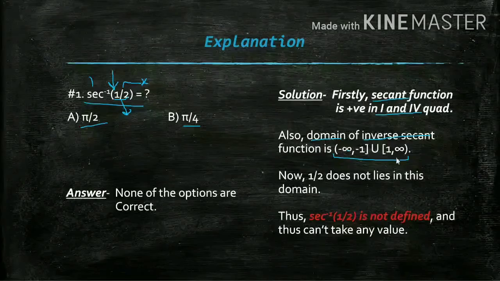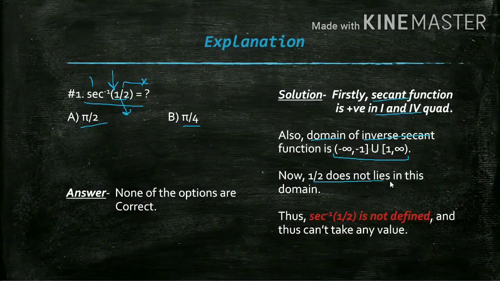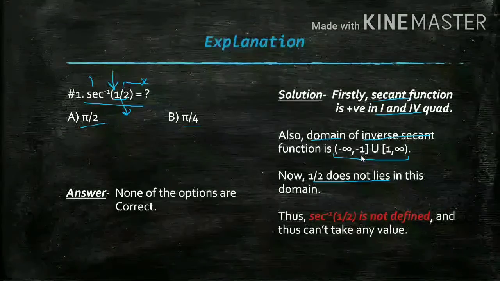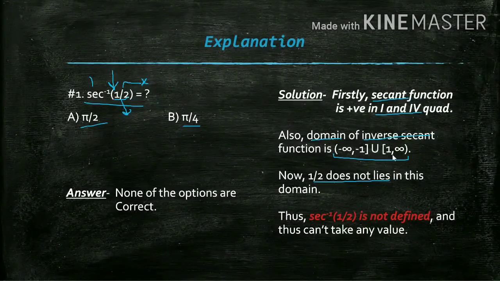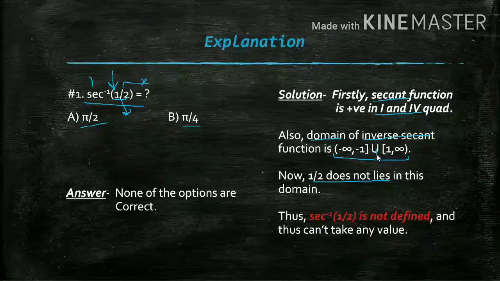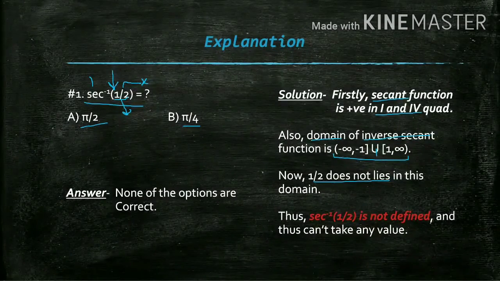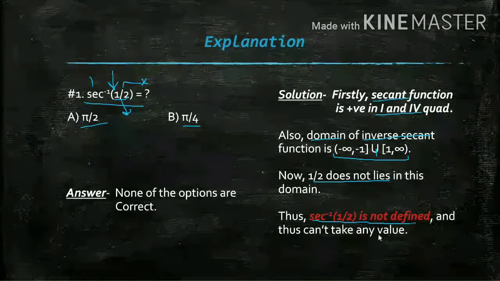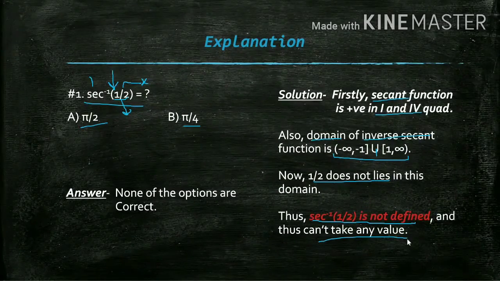Now it is half. Half is not lying in this interval, in the domain basically, because half is neither less than minus 1, nor greater than 1. It's lying in this middle part, which is not there. So that means this is not defined actually, and we can't take any value. So it's just again the same thing, it's not defined.